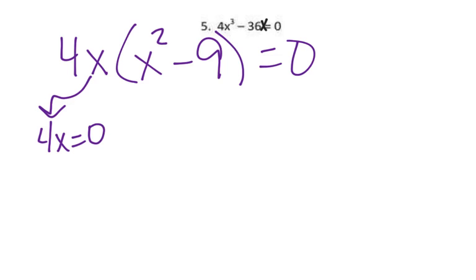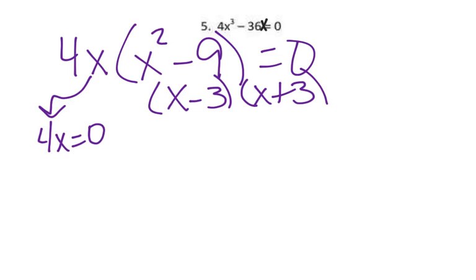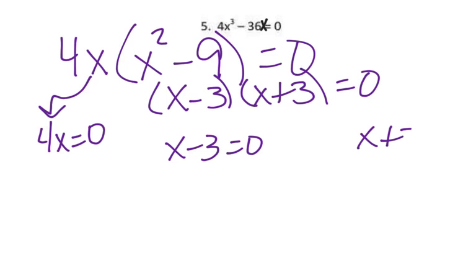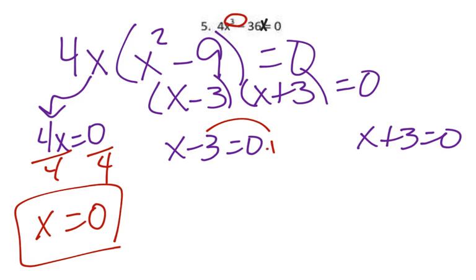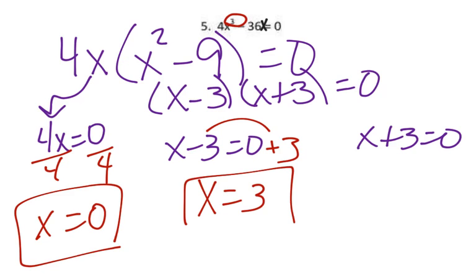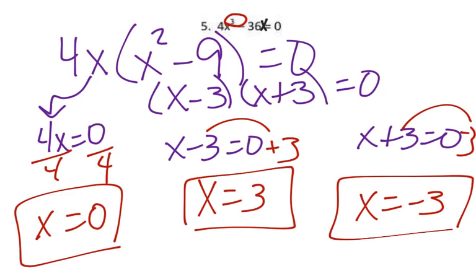4x equals 0. The x squared minus 9, they don't have anything in common, but they're both perfect squares. So it breaks down again, x minus 3 and x plus 3. So I have the equation x minus 3 equals 0 and x plus 3 equals 0. I'm going to have 3 answers, and I know that because I started out with a cubed exponent. Okay? Divide both sides by 4 and x is equal to 0. Add your 3 and x is equal to 3. Subtract your 3 and x is equal to negative 3. And there's your 3 answers.